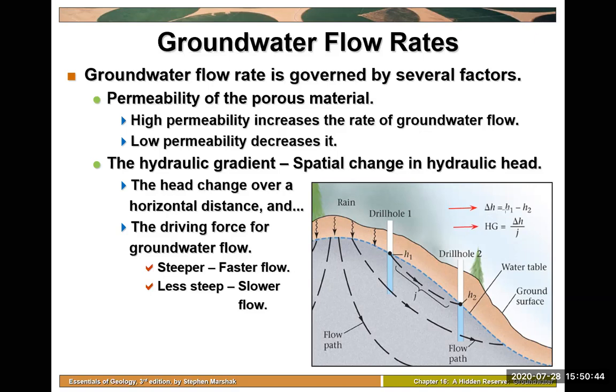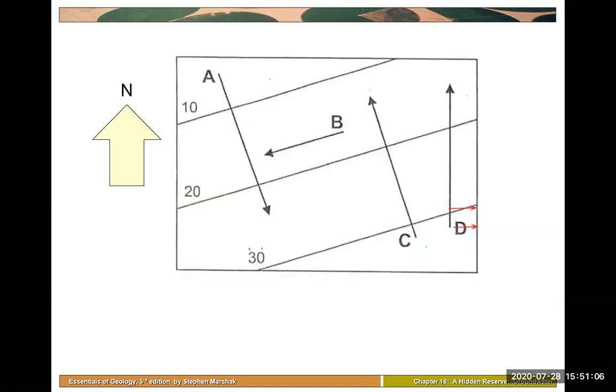Hydraulic head, delta H, is the difference in elevation of the water table, and hydraulic gradient is that hydraulic head divided by the distance. The steeper the hydraulic gradient, the faster the flow, and the less steep, of course, the slower the flow. There is an example in the next slide that I'll show you, with a couple of arrows.